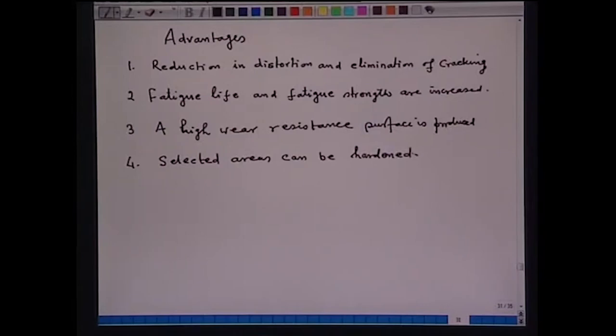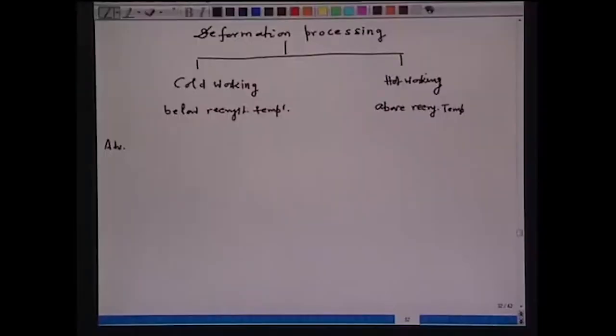Now, these are some of the surface hardening methods. The next important technology is deformation processing. In deformation processing, you have to apply a load or deform the material. So, you have cold working and hot working. Cold working is done below the recrystallization temperature. Hot working is done above the recrystallization temperature.